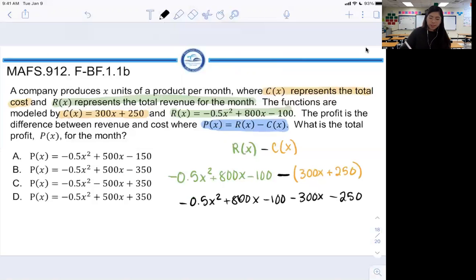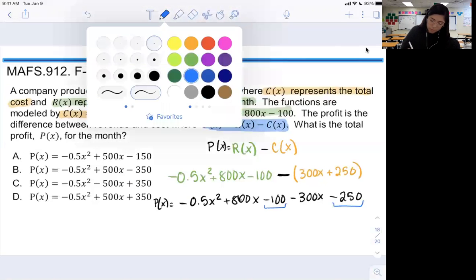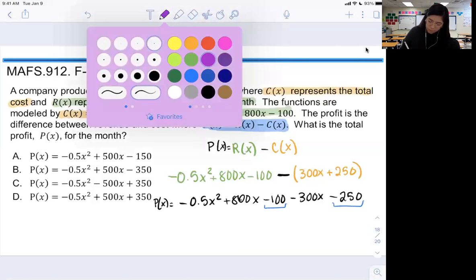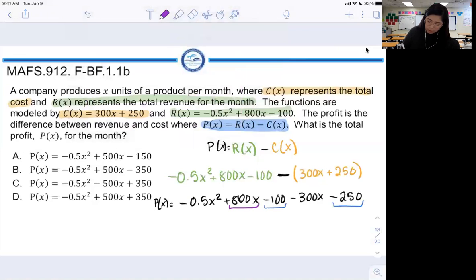Now I need to put everything together. So what can I combine? We can combine negative 100 and negative 250, and 800x and negative 300x, which is basically just subtracting. Good. Beautiful. Okay, so let's combine like terms.